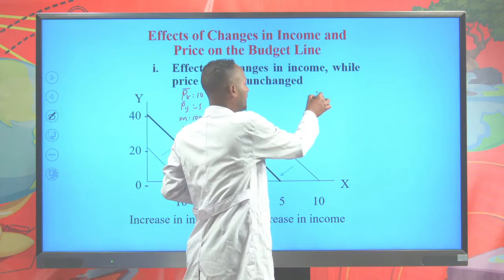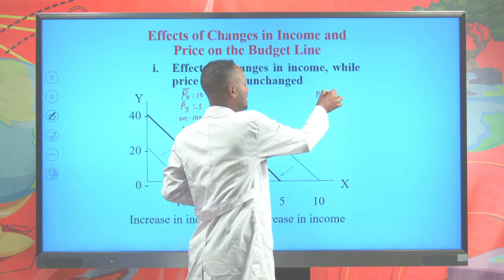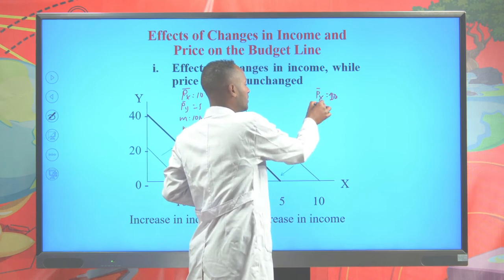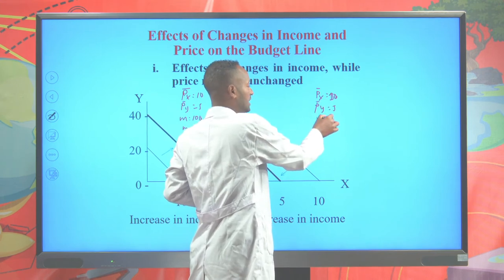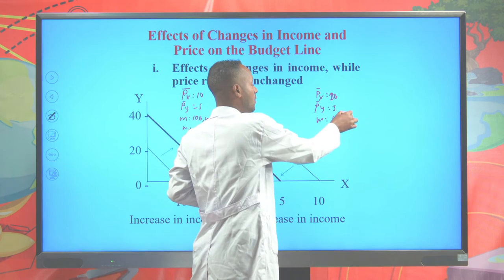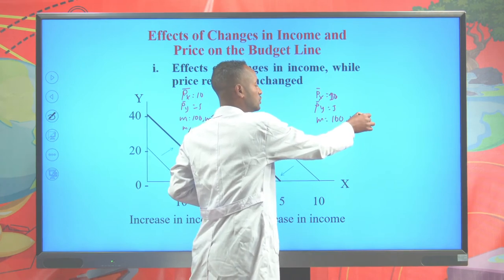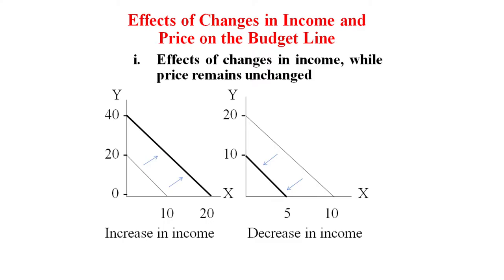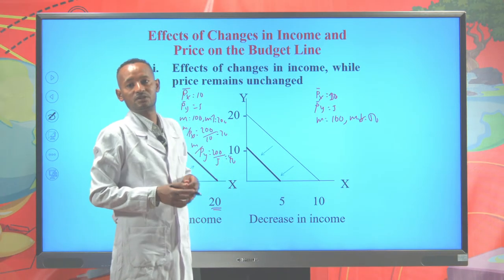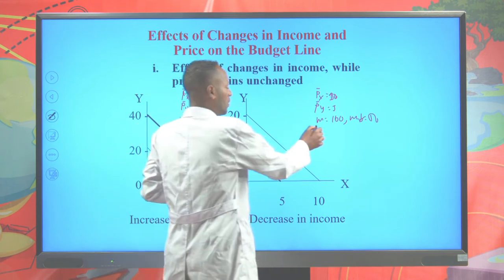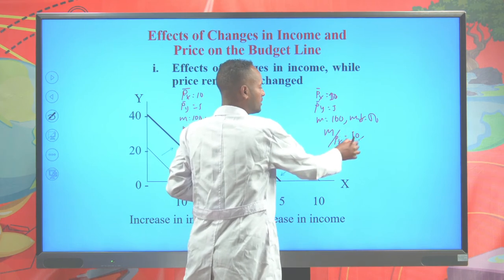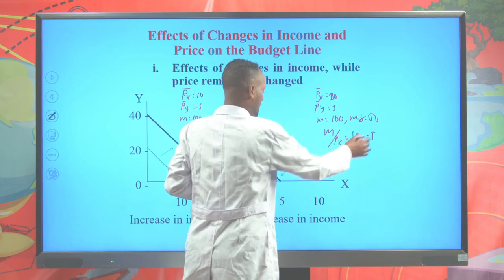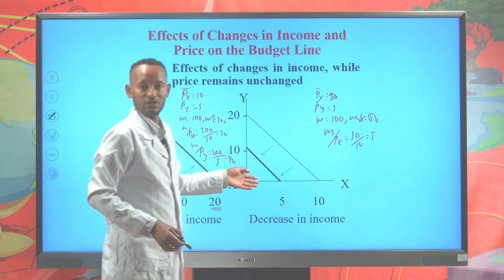For example, the price of commodity X was birr 10 and it remains unchanged. The price of commodity Y was birr 5, it remains unchanged. The only factor that will change is the income of the consumer. It was 100 birr and now the income is halved and reduced to birr 50. So with a decline in income of the consumer, there's a change in the vertical and horizontal intercepts of the budget line. The horizontal intercept of the new budget line will be M over price of X, which is 50 divided by 10, which is equal to 5.